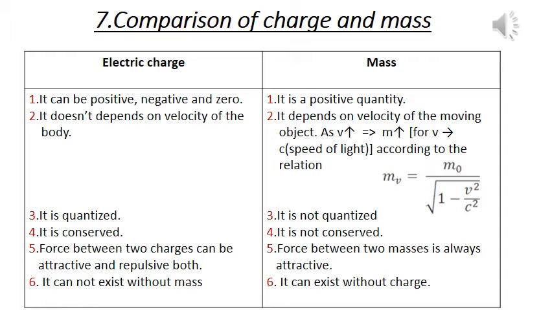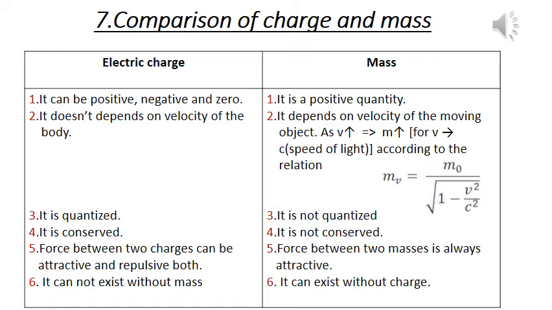Electric charge can be positive, negative and zero, but mass is a positive quantity. The second difference is electric charge doesn't depend on the velocity of the moving object, but mass does. As velocity of the moving object increases, the mass of the body will also increase.